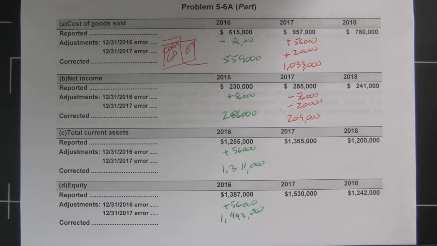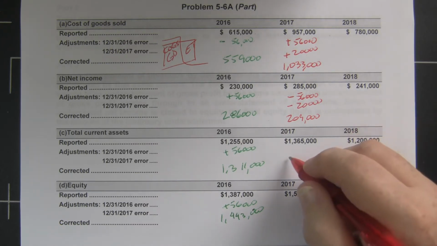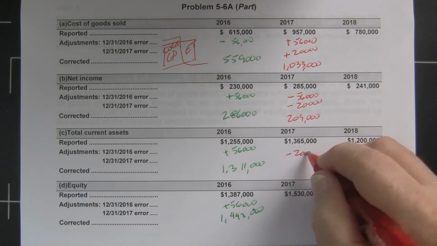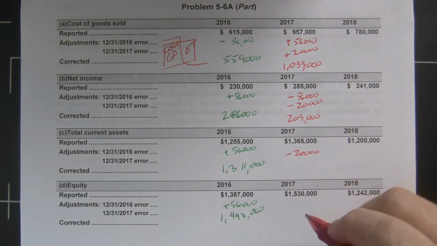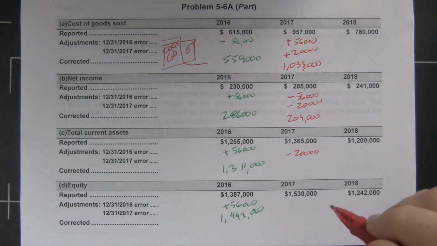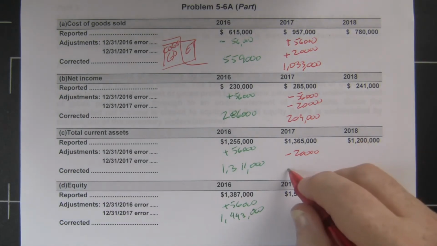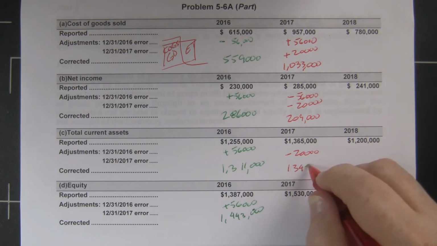Now, our current assets were overstated. Tells us our inventory was overstated. So we have to reduce that this year because we don't have all that inventory. We have 20,000 less than we said. So this makes our current assets 1345.